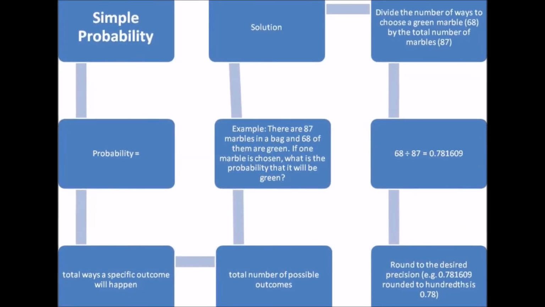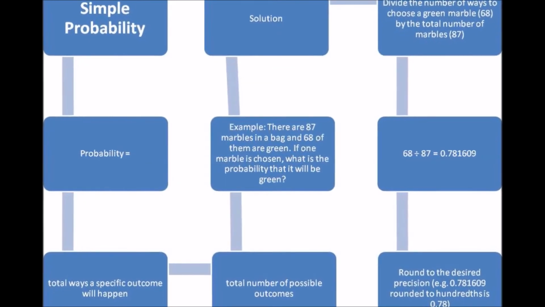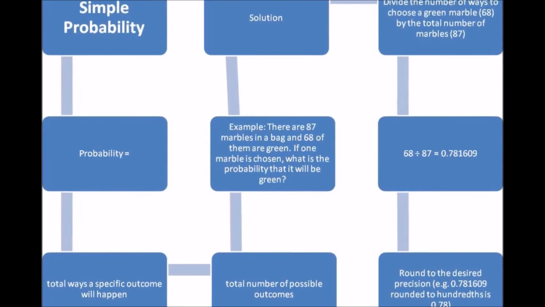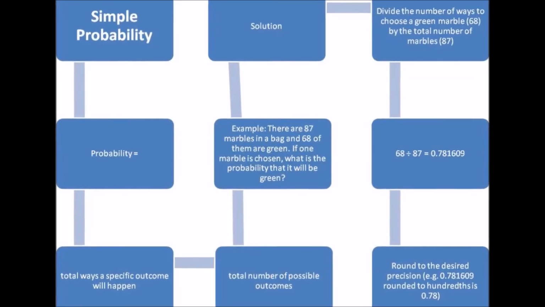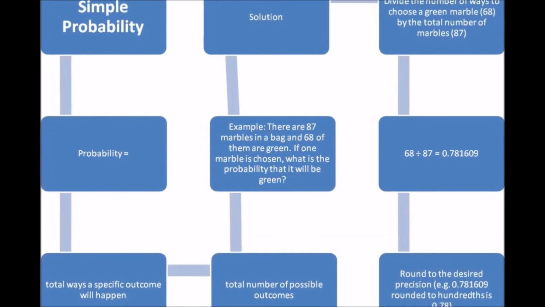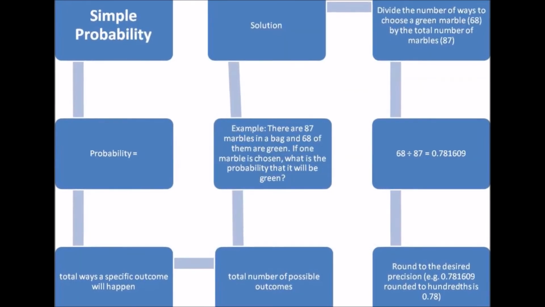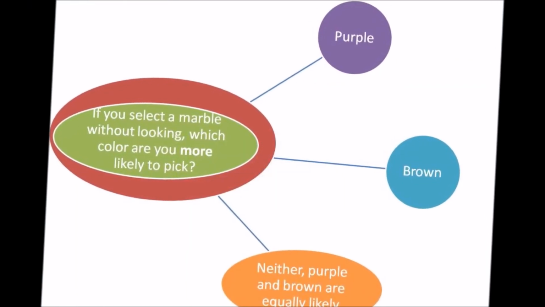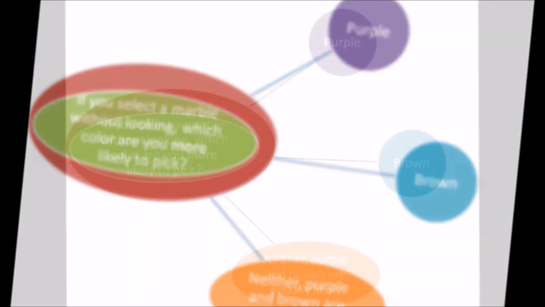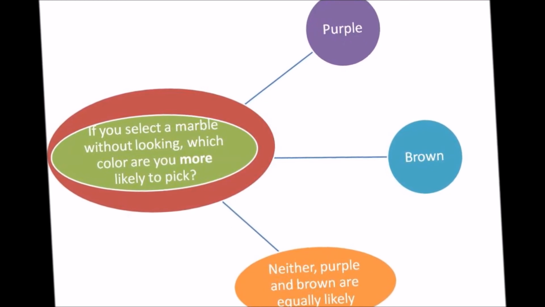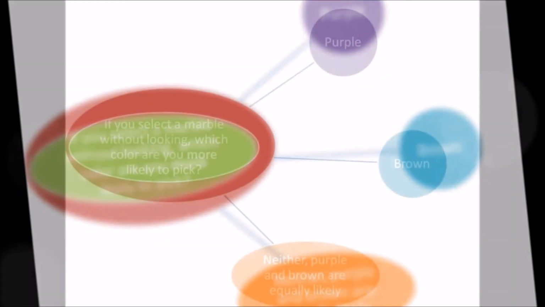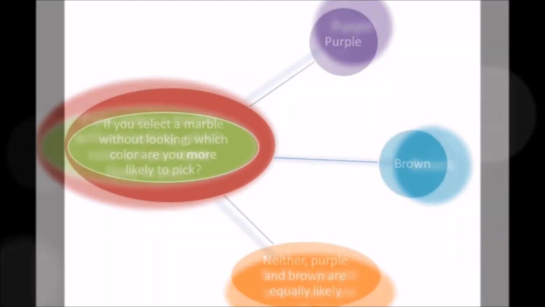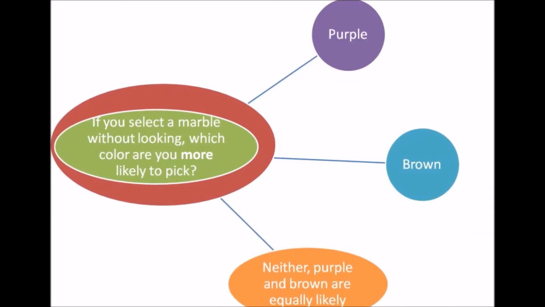So 68 divided by 87 is equal to 0.781609. Round to the desired precision; rounded to the hundredths, that is 0.78. If you select a marble without looking, which color are you more likely to pick up? Purple, brown, or neither? We have to think which color we like and which color we will be picking up.